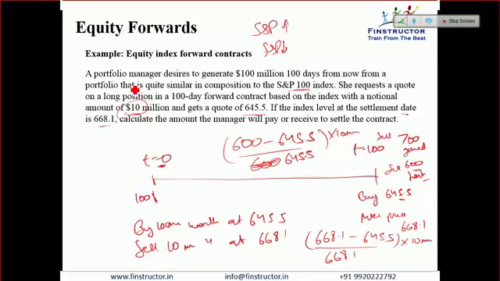So she desires to generate 100 million in 100 days, and that means she's expecting the index to go up 10 times. So you can just say that $10 million is what she desires. That's why she's longed an amount of $10 million.